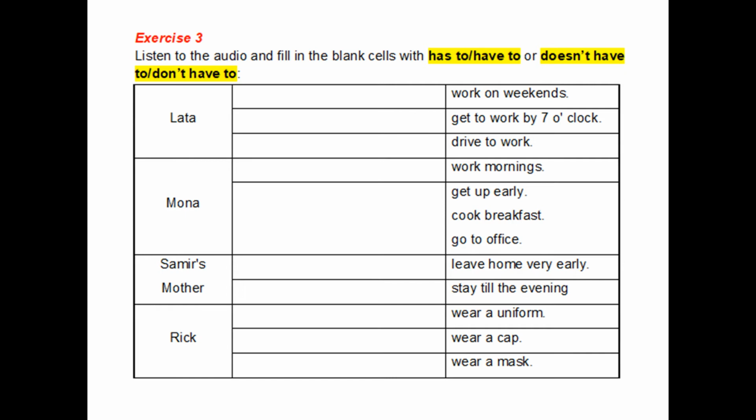Speaker 2. Mona is a homemaker. She doesn't work outside but has to work mornings, evenings, and nights. She has to get up early, cook breakfast, send the children to school, cook lunch, clean the house, and go shopping for vegetables.